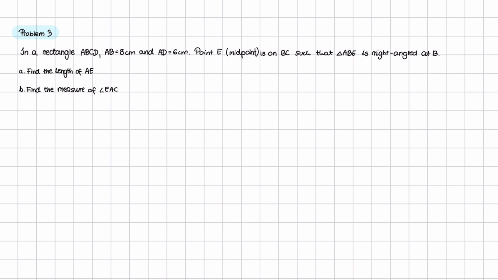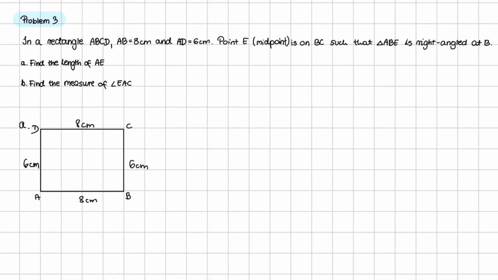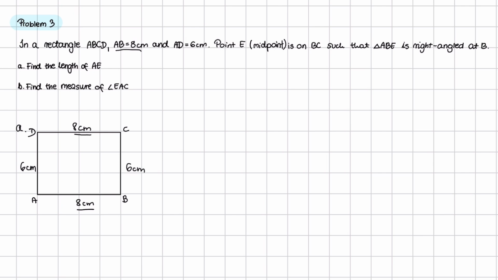Point E, the midpoint, is on BC such that triangle ABE is right angled at B. Find the length of AE. So firstly, let's draw a rectangle A, B, C, and D. So this is our rectangle with its lengths, and we are given AB is 8 here, so CD is also 8 because our rectangle has opposite sides of the same length, so 6 centimeters in here and in here.